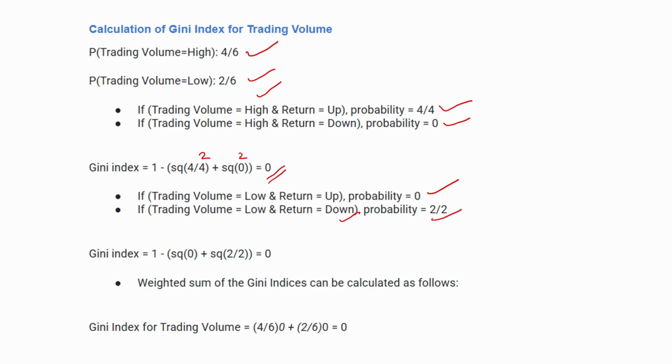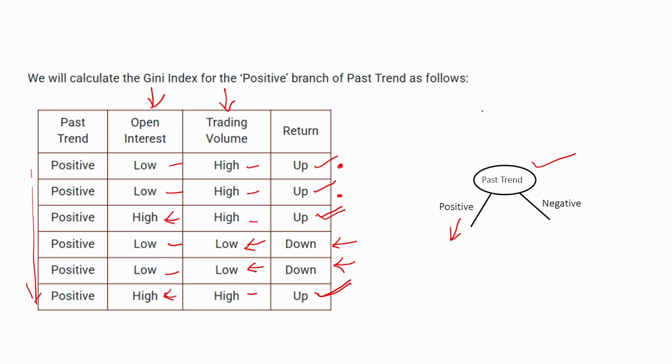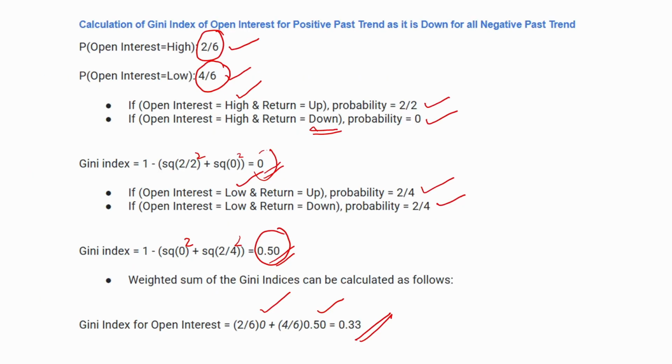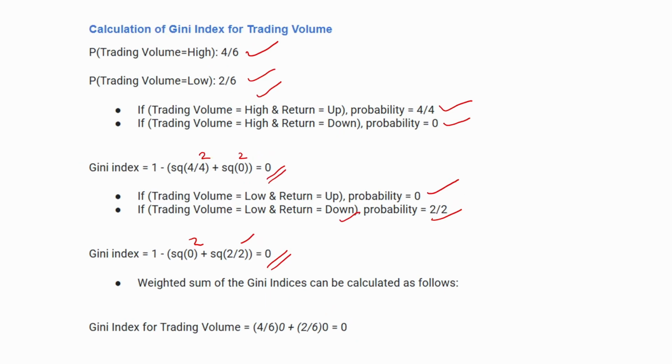Now find the Gini index, that is 1 minus 0 square minus 2 by 2 square. So you got it as 0 there. So now you have to find the weighted sum because you don't have any more classes there. We have only two types, high and low. So both we have found. Now you can sum up this one. So the total Gini index, that is 4 by 6 into 0 plus 2 by 6 into 0, you got it as 0 as the Gini index.